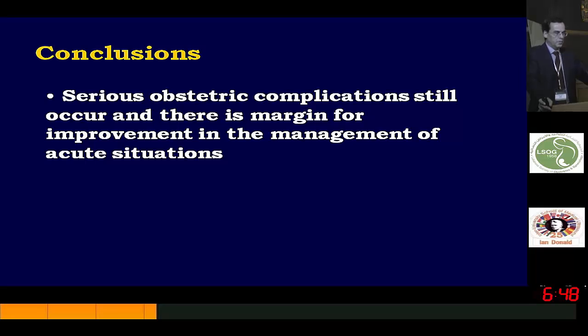So in conclusion, I'm going to show you that serious obstetric complications still occur, that we need to do something about it. There is still margin for improvement. Not just for some people who think that we're running from the need to protect this as being a success and have been a success, but for the world in reducing these harms.